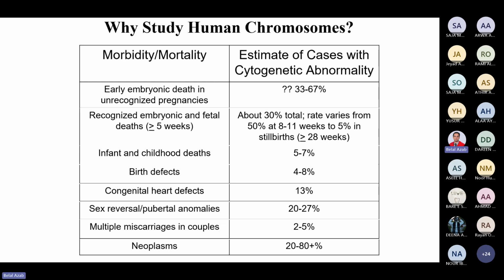Infant and childhood death, 5 to 7%. They're born, but with birth defects, up to 8%. Congenital heart defects, 13%, are because of chromosomal anomalies.